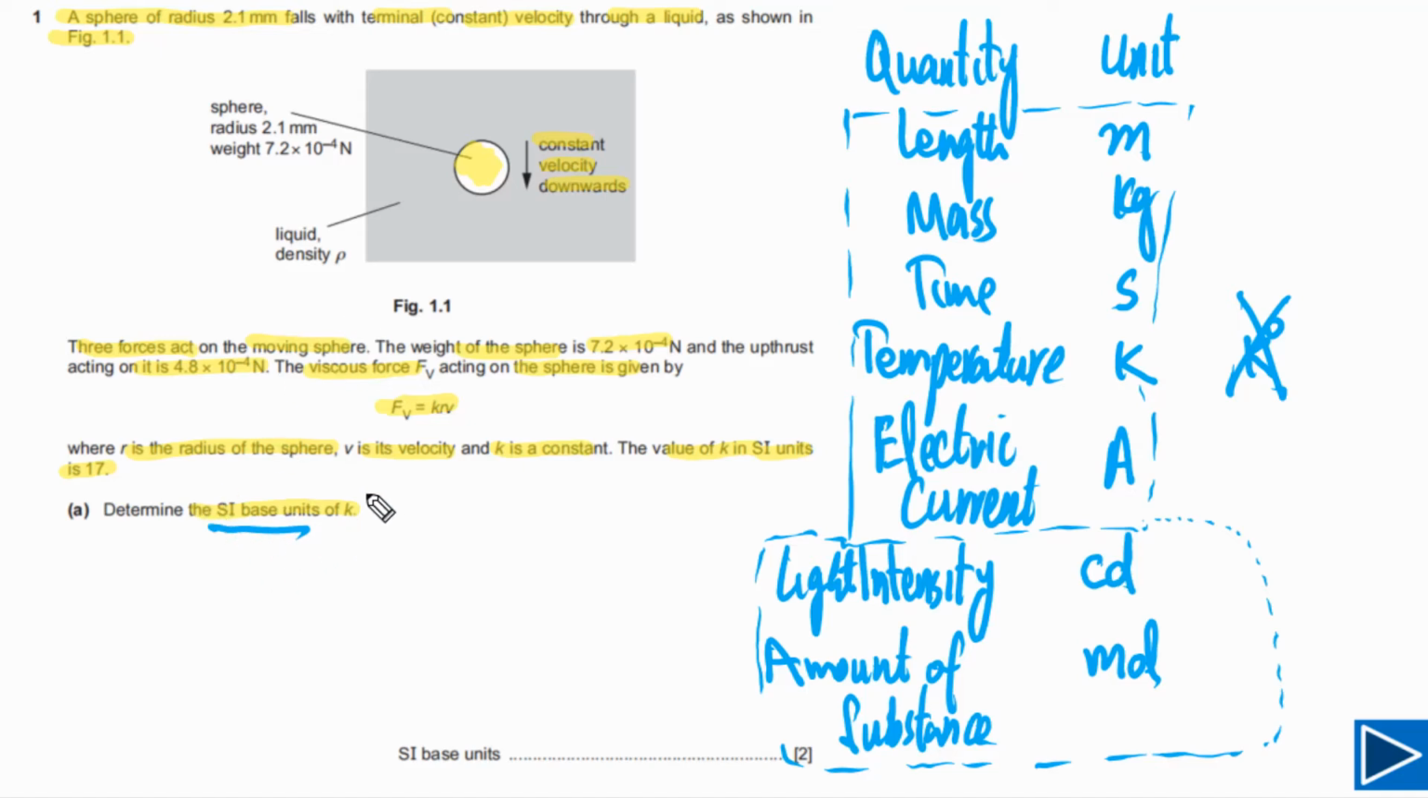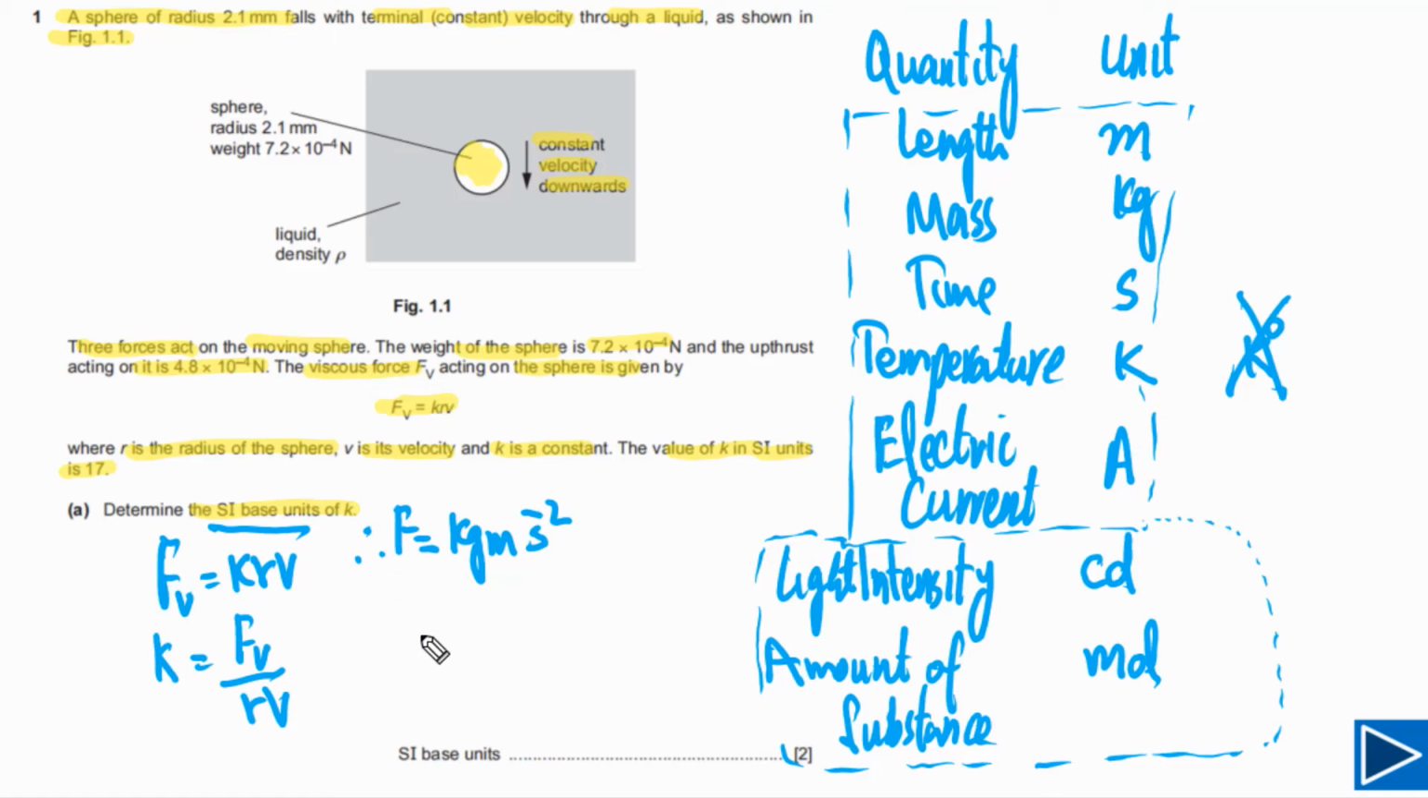We need to find the SI base unit of K. For K, it is given to us that F V is equal to K R V. From here simply we can write down K is equal to F V over R V. For force, first of all, we can write down SI base units. Force is equal to M A. So the SI base units for force are kg meter per second squared. And we can also write down the SI base unit for R. Radius, SI base unit is meter. And for velocity, we can also write down the SI base unit. That is meter per second.